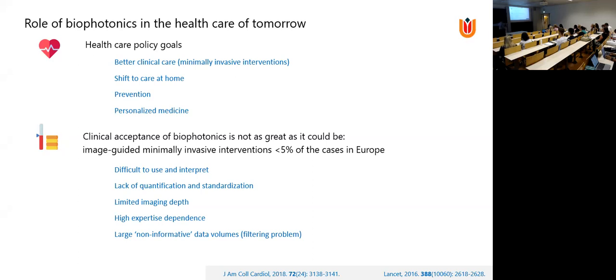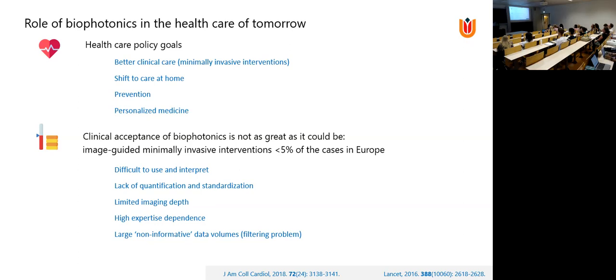Okay, so what can be the role of bioelectronics in this shift in health? In terms of policy goals, we want better clinical care, so more efficient clinical care is, I guess, what we mean. It means shifting to minimally invasive interventions, so you can prevent big operations and surgical types of surgery, and recovery time for patients is much less, and the burden for patients is less. It's good for patients, but also for costs.